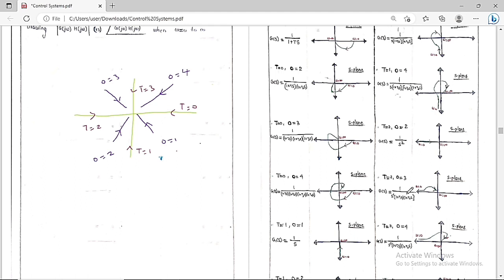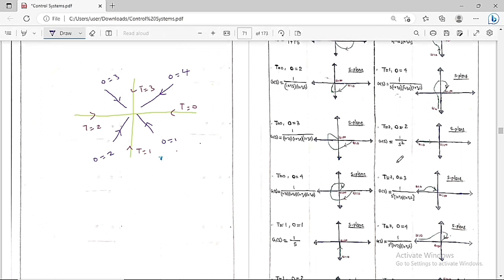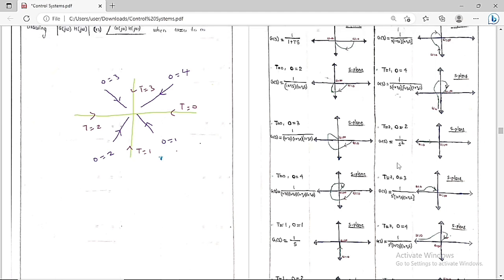Small correction. This is s to the power of 1, not s square. So let me do a correction. This is basically s to the power of 1 only. We are now taking this one and this one we are going to neglect. So this part is not there. Only 1 plus T1 s is there.